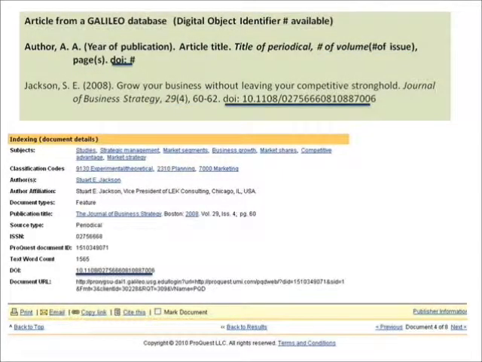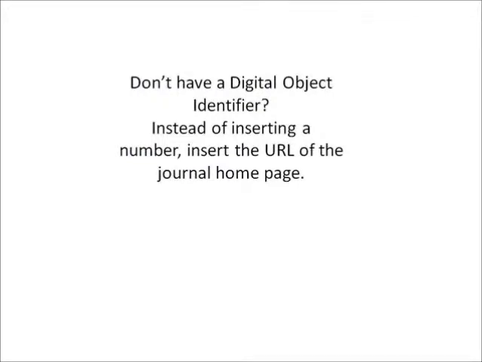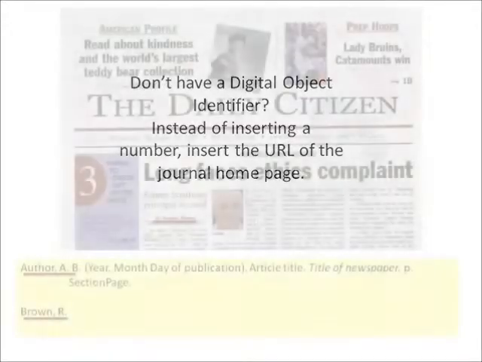The newer version of APA requires that you include a digital object identifier or DOI number. This can either be found on the article itself or in the record or abstract of the article. It should always be clearly marked with the letters DOI as seen in this example. Notice the ProQuest document ID. This is not the same as the DOI. Many databases are trying to add DOI numbers to articles, but many simply have not given each article a DOI. If this is the case, you can include the URL of the journal homepage instead.